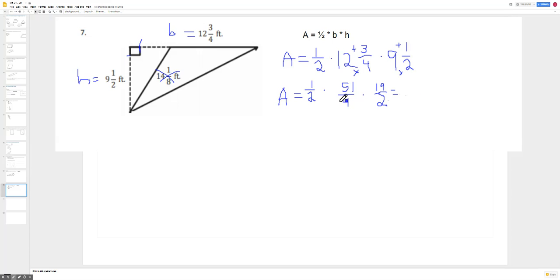So now when I do this, all I got to do is multiply bottoms and multiply tops. The multiplying the bottom is pretty easy. 2 times 4 is 8. 8 times 2 is 16. But now I have these big numbers on top. 1 times 51 is 51. 51 times 19. Well, that's what works.